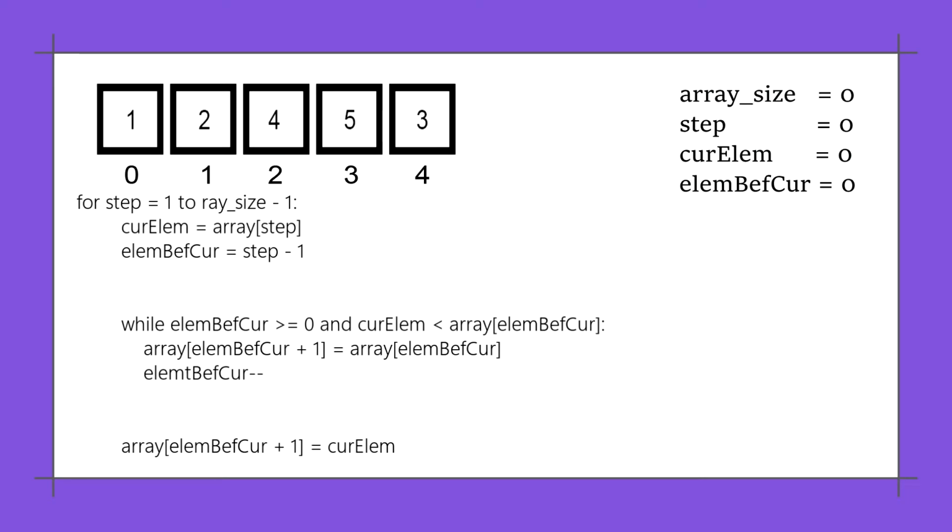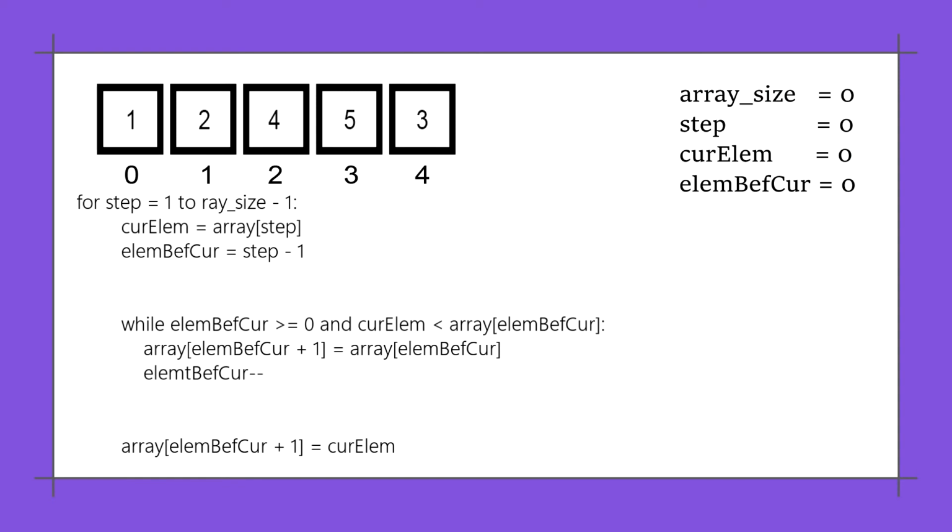There are 2 conditions in the inner loop. First, the element before current must be greater than or equal to 0. Second, the current element must be less than the element before current. These 2 conditions must be true for the inner loop to run. Lastly, here in the array, the index of element before current plus 1 is assigned the current element.